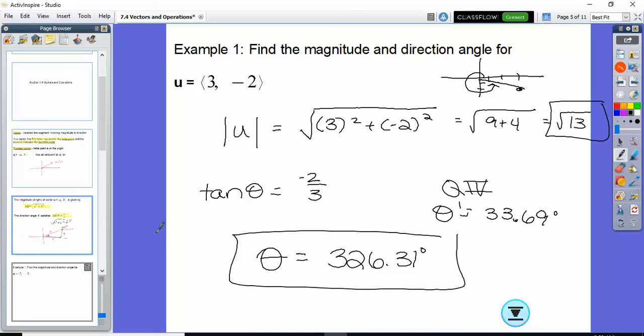Questions there? So we're just trying to find the angle. Is that all we're trying to do with this? Well, it depends on what I ask for. I asked for magnitude, which is the length of it. When I asked for the direction, that's asking for the angle.